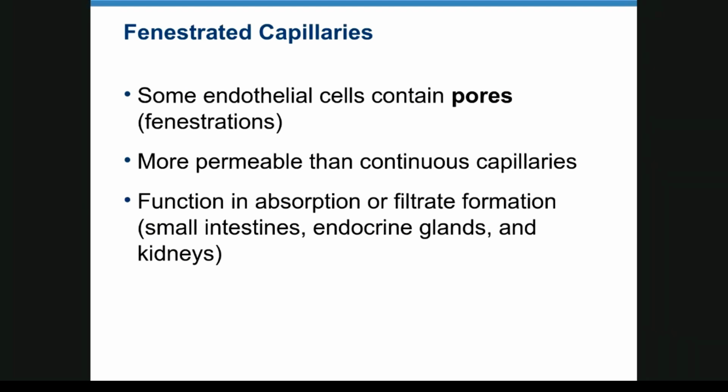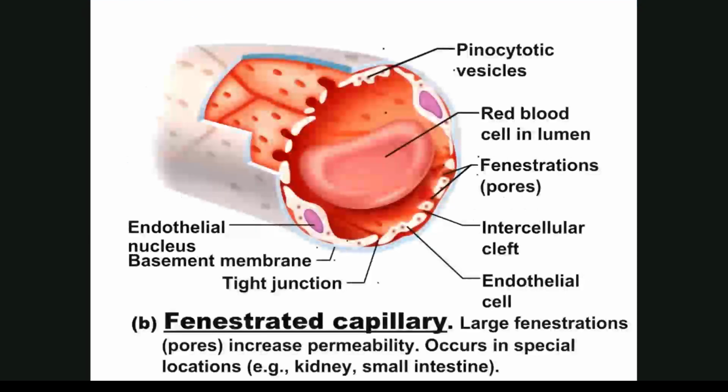Fenestrated, the word fenestrated means it has holes in it. Pores, fenestration, pores, and stuff can leak out of it because of these pores. So they're very permeable, and this is common in the small intestines, endocrine glands, and kidneys. For instance, you can't filter in the kidneys without having a porous membrane.